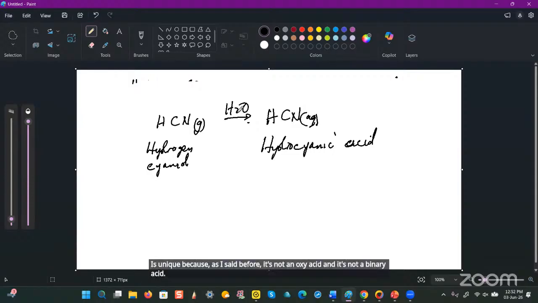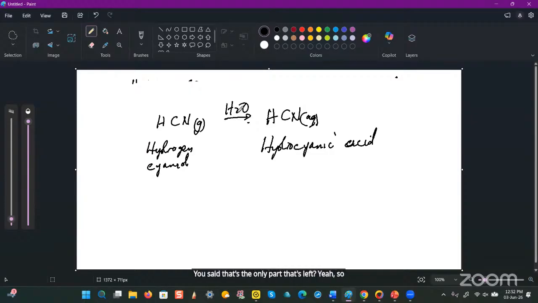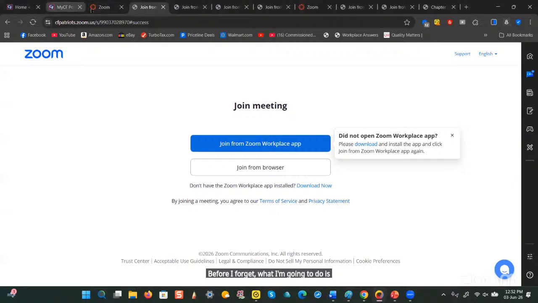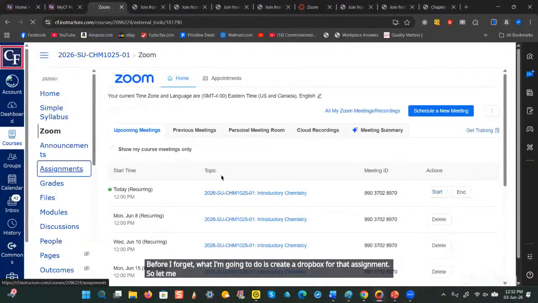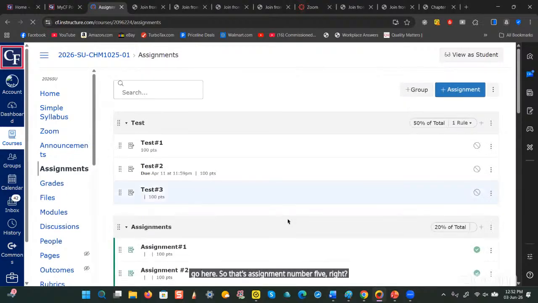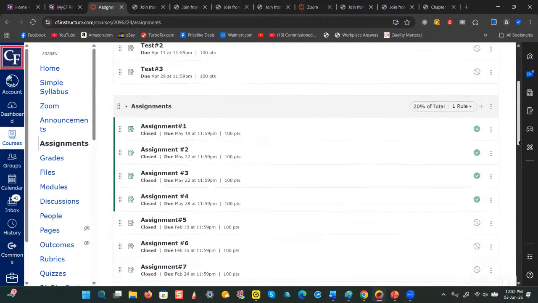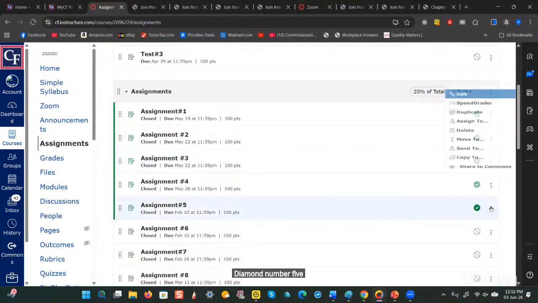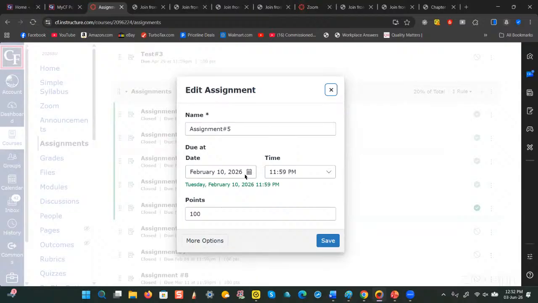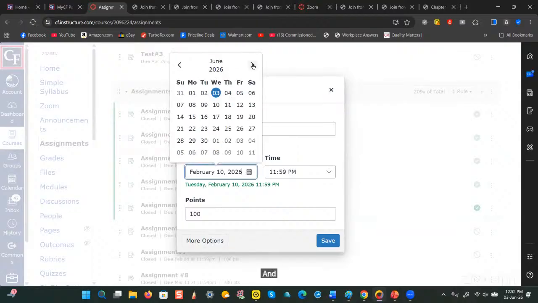So with that said, you should now be able to complete the assignment. You said that's the only part that's left? Yes, so now you should be able to complete that, and I'm going to have you do that at home. In fact, before I forget, I'm going to create a Dropbox for that assignment, assignment number 5. Today's the 3rd, and I'm going to let it be due tomorrow, since that's the only part that's left.